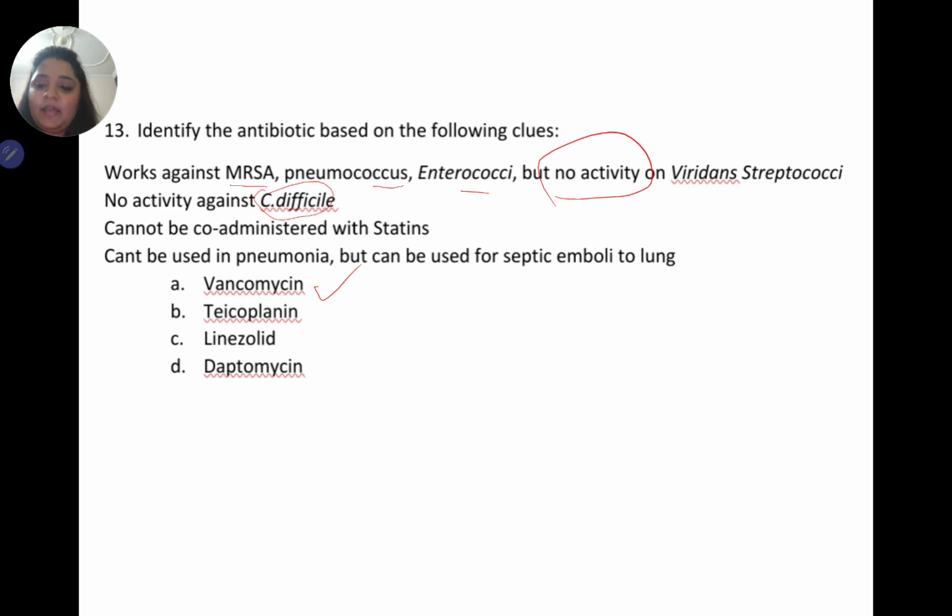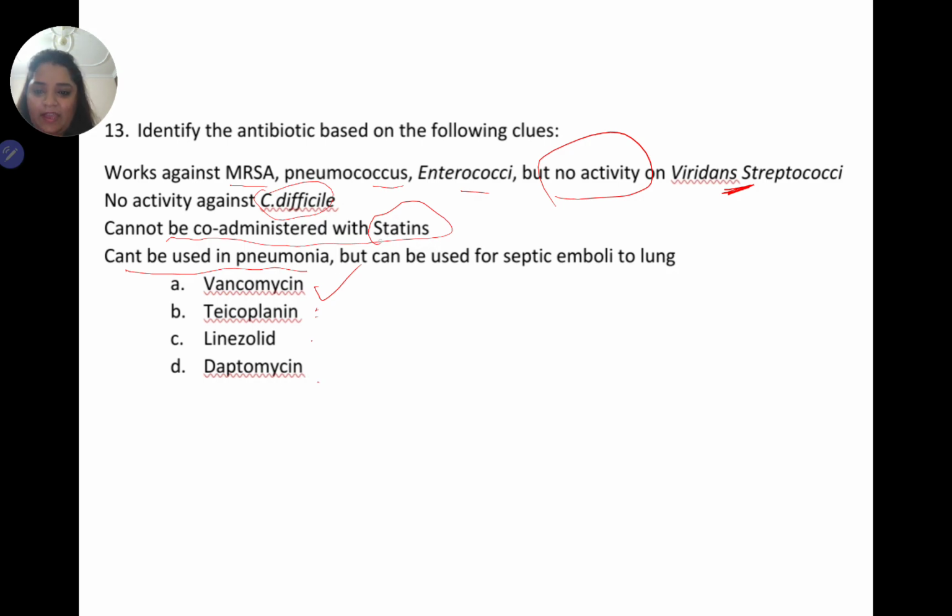Your vancomycin has some action against your C. diff. Next, let's look at the other points. It can't be used in pneumonia and cannot be co-administered with the statins. So these are the greatest giveaway. So if you look at no action against viridans, again TICO is ruled out because TICO as well as linezolid have good action on viridans as well.